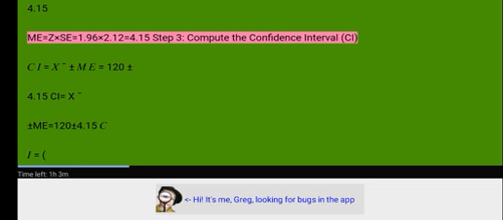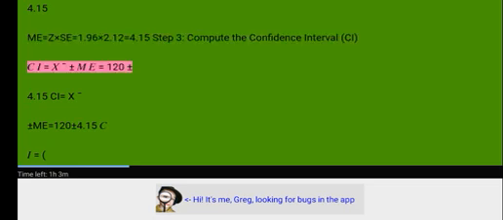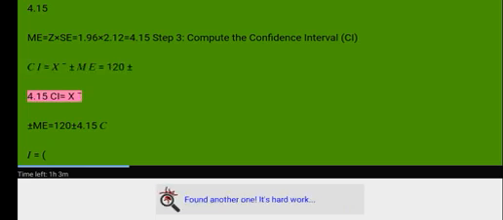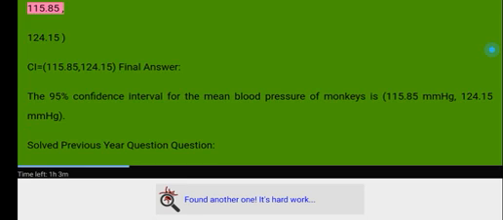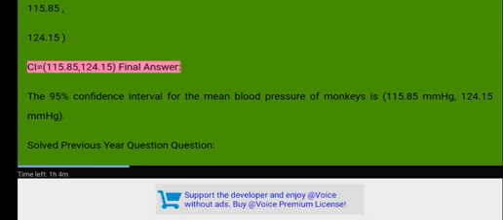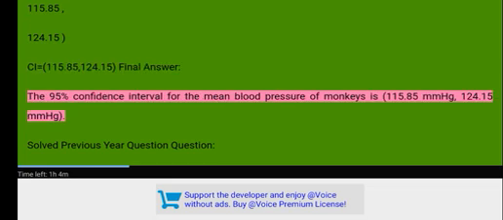Step 3, compute the confidence interval, CI. CI equals x̄ plus or minus ME equals 120 plus or minus 4.15. CI equals 115.85, 124.15. Final answer: the 95% confidence interval for the mean blood pressure of monkeys is 115.85 mm of mercury, 124.15 mm of mercury.